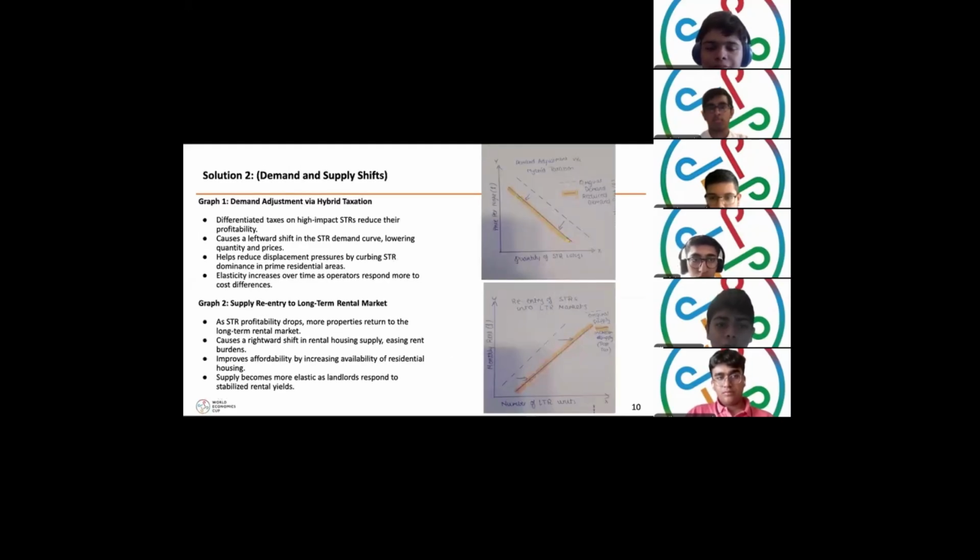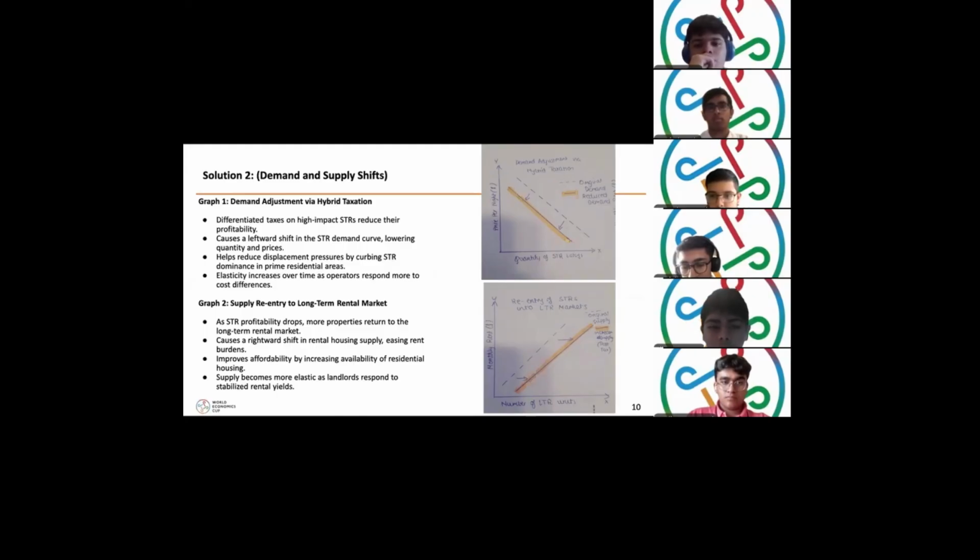If we look at graph 1, we can see the demand adjustment via the hybrid taxation. This graph shows how the hybrid tax reduces demand for high-impact STRs. Properties with premium features like beachfront access or luxury amenities face higher taxes, lowering their profitability. As a result, demand for these disruptive STRs falls, shown by a leftward shift in the demand curve. This helps reduce STR concentration in residential neighborhoods and protects housing availability for long-term residents.